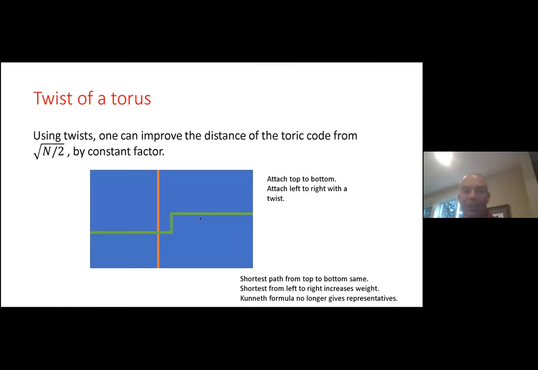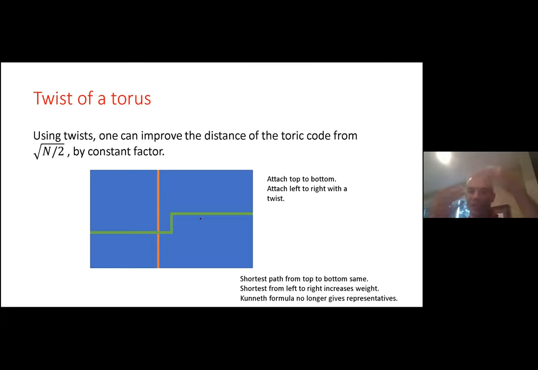One useful thing to note is that using twists, you can improve the distance of the toric code, a hint that they're useful. It's still a square root distance code. The toric code on a square lattice should have distance square root n over 2. You have an L by L lattice, it has distance L, and it has 2L squared qubits, so the distance is square root n over 2. You can make it a constant factor better. I'll let you work out what the constant factor is.